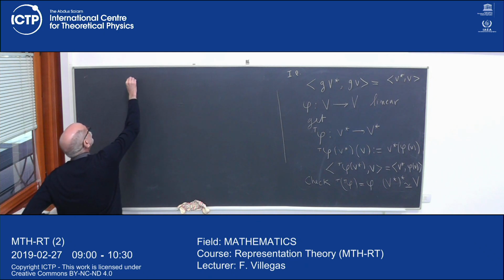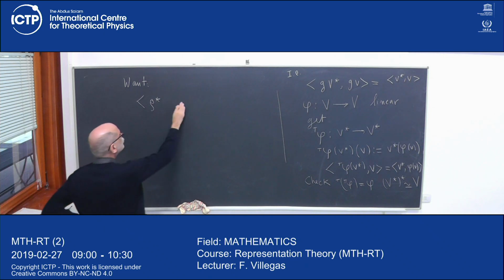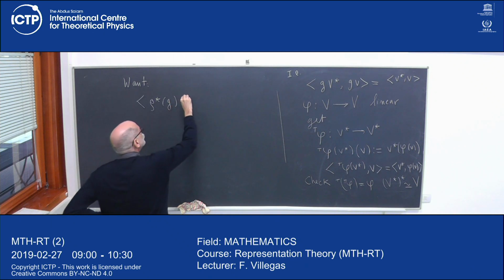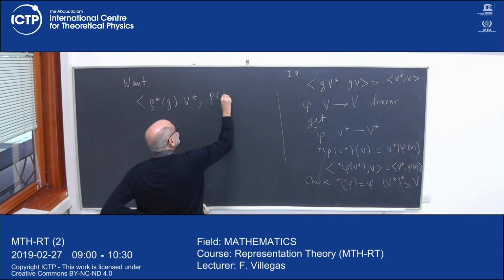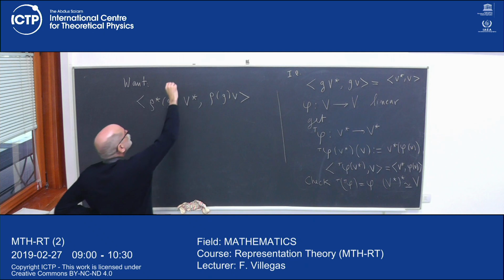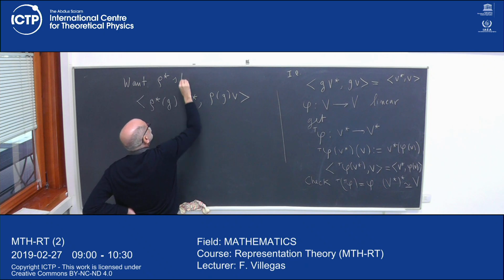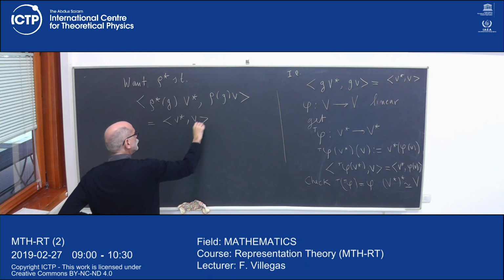So what we want is this: I'm going to call rho dual the dual representation we're trying to define. So applied to g, we can act it on a dual vector v dual, and on the other hand, act it on v with our rho. So we start with a rho, and I want to define rho dual. So we want rho dual such that this is the same as v dual paired with v.